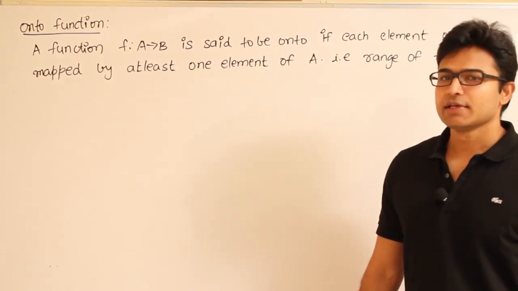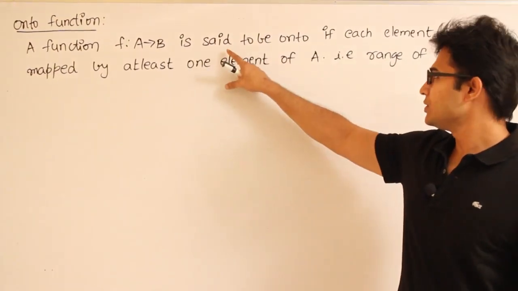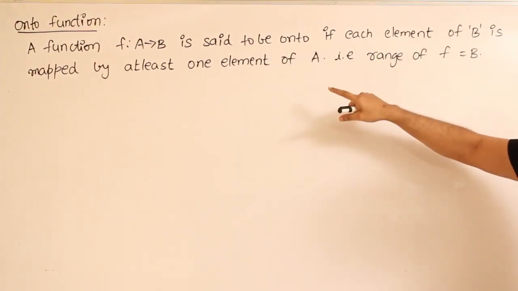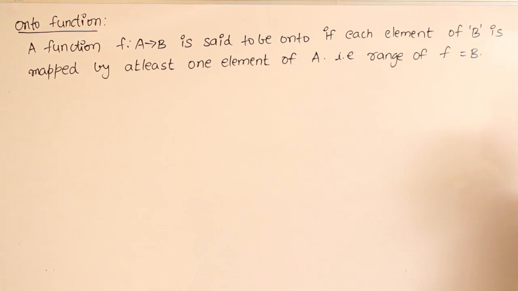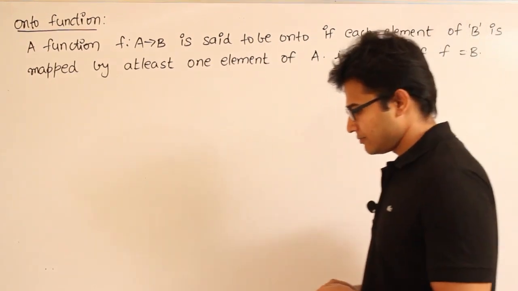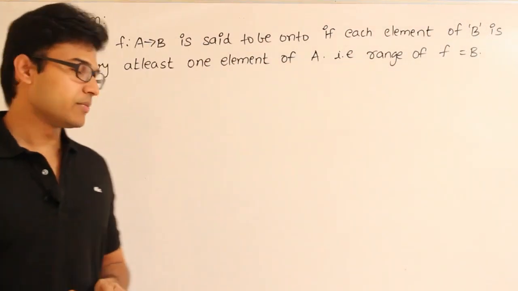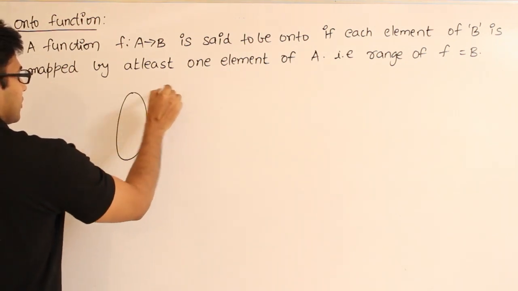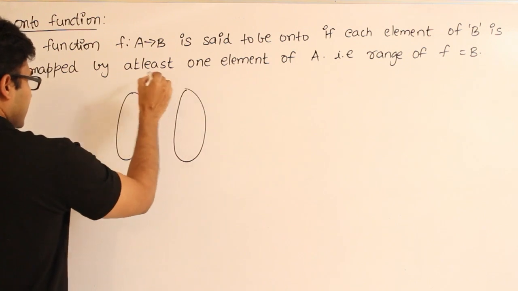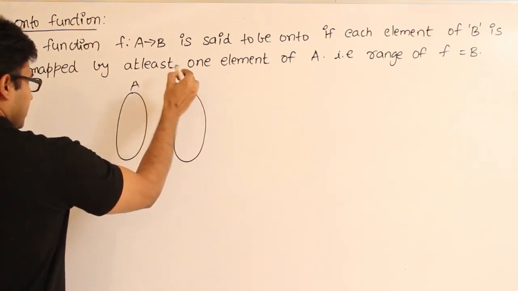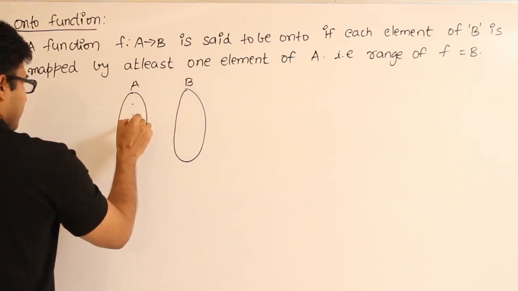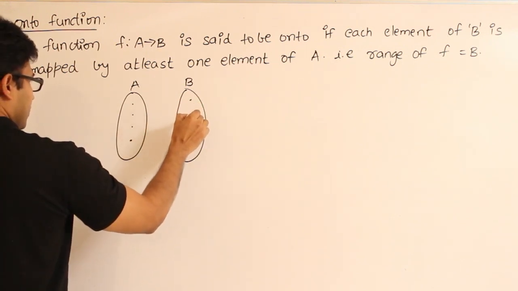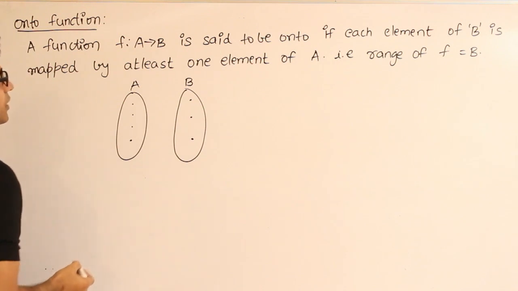Now on to functions. A function f from A to B is said to be onto if every element of B is mapped by at least one element of A. So better I'll take some picture and explain instead of going by the definition. Let us assume that there is a function f from A to B. This is set A and this is set B, and let us say we have 4 elements here and we have 3 elements here, right?